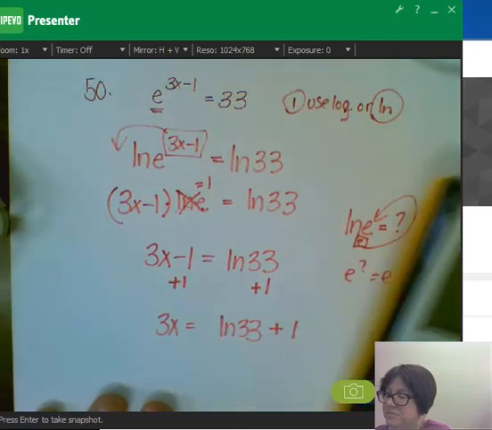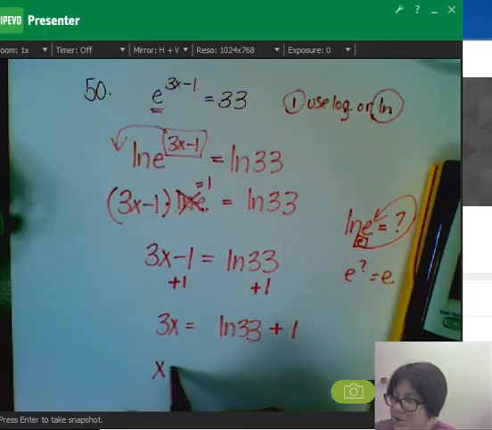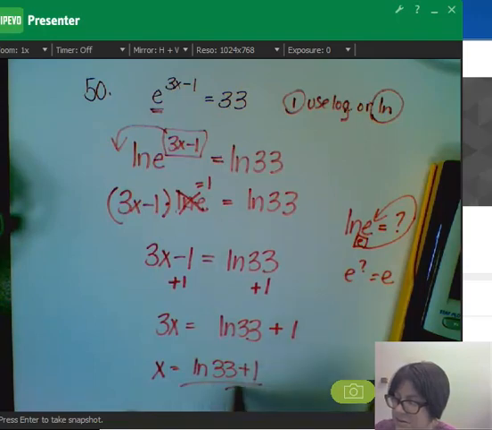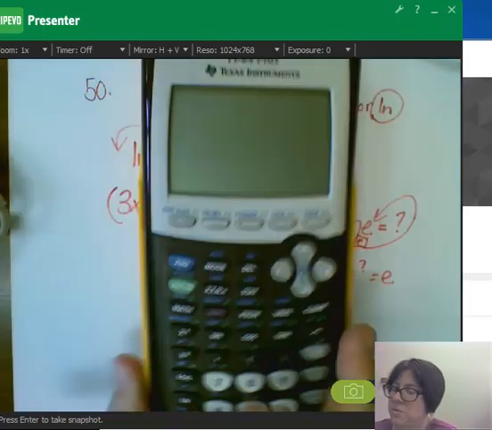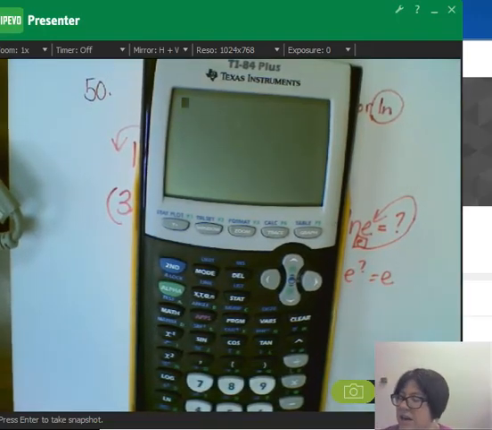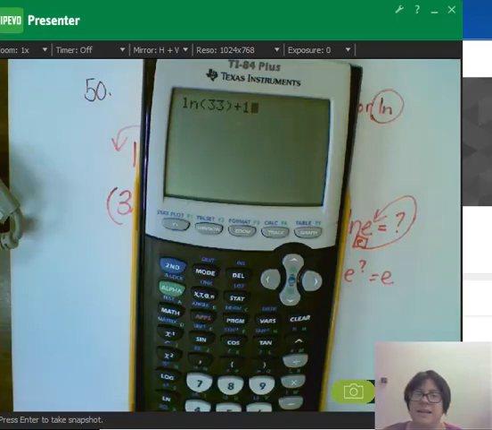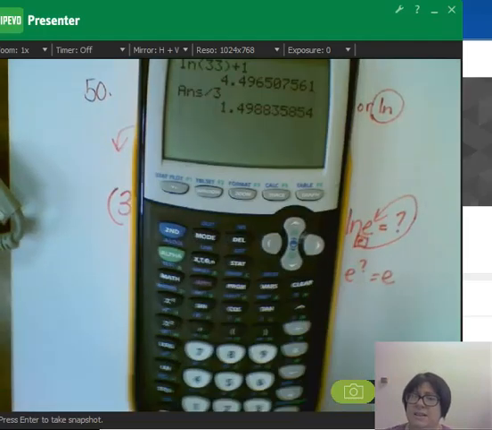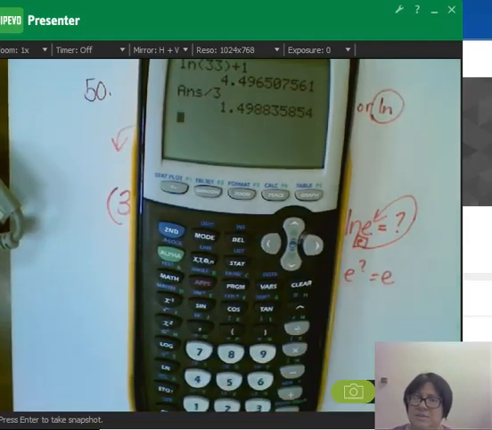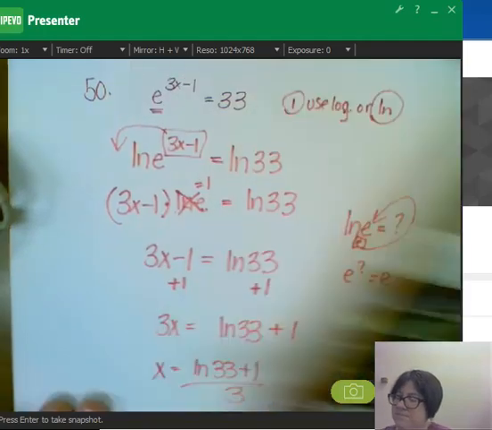So let's just talk about how to make sure that we get that in our calculator right. Okay, so when you have your calculator, I do the natural log of 33 plus 1. Okay, I got to figure out what that number is. I'm going to take that number and divide it by 3. Hopefully at this point you know that if you just hit divide, the answer comes up. So 1.49.